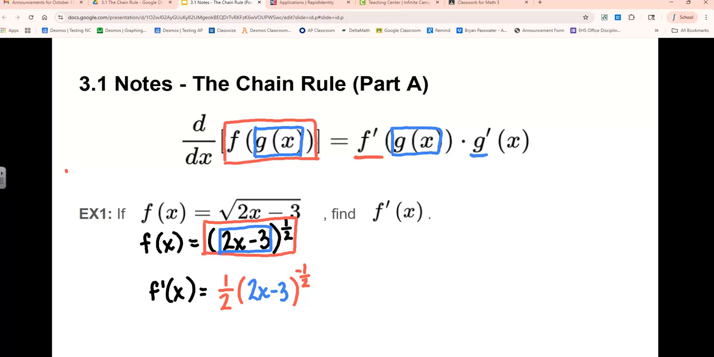Okay, that unwraps our outside box. Now we've got to unwrap the inside box. So that is just 2x minus 3. What is the derivative of 2x minus 3? Just 2. So I multiply by that derivative, and that's just 2.